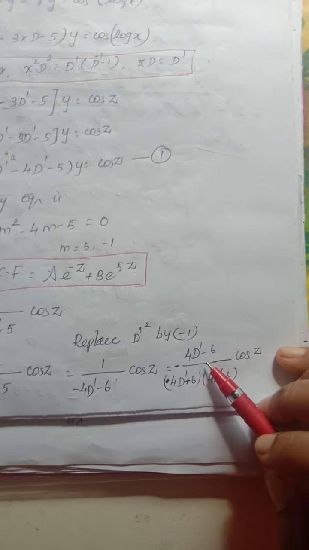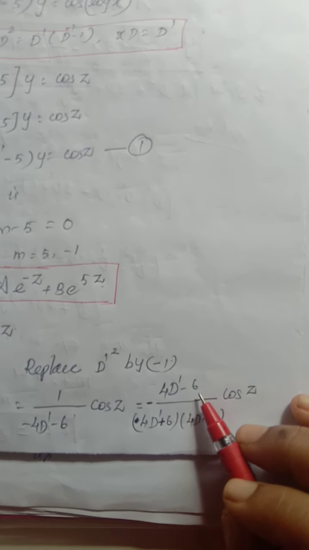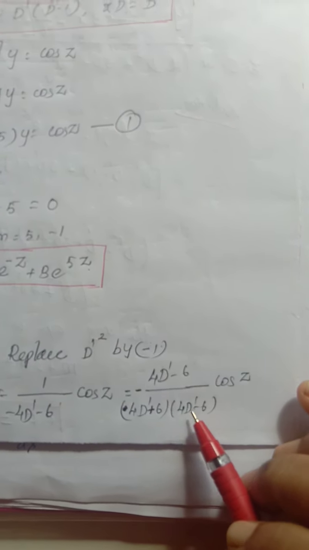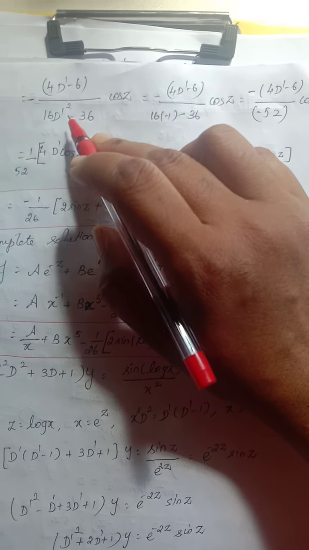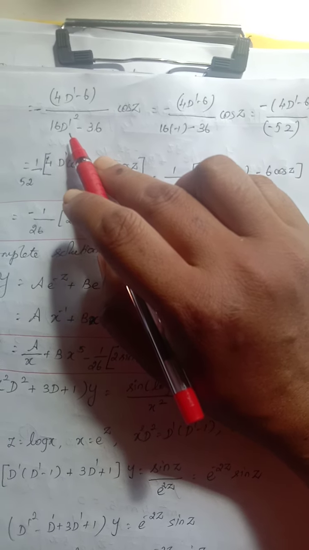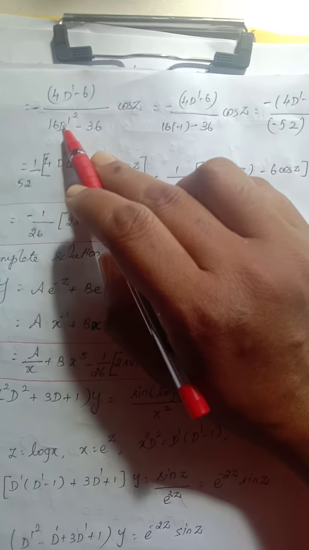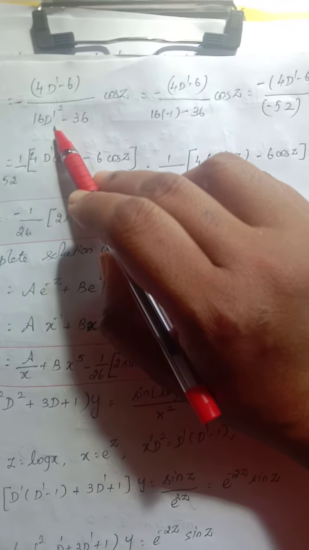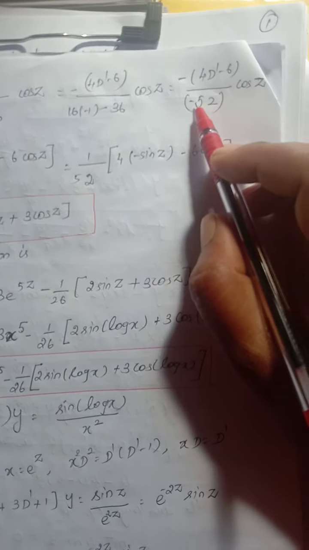That is 4 d dash. The conjugate term is 4 d dash minus 6. After taking minus, it will be reduced to 4 d dash plus 6. And you want to multiply the conjugate term in both numerator and denominator. So in the denominator, we reduce a plus b into a minus b as a squared minus b squared, and it will be reduced to 16 d dash squared minus 36. Again, you want to replace d dash squared by minus 1. This will be reduced like this, and we'll get the answer as minus 52.